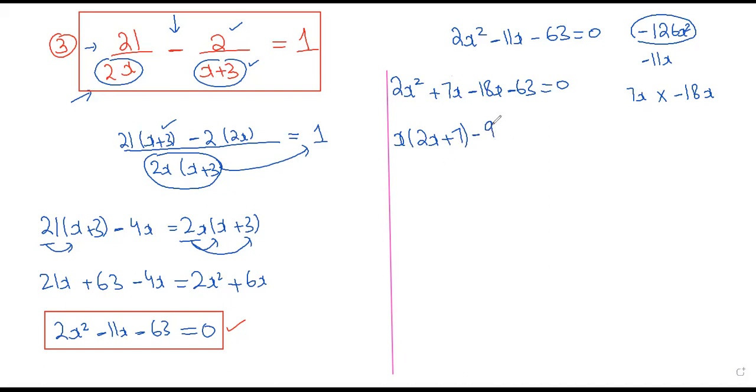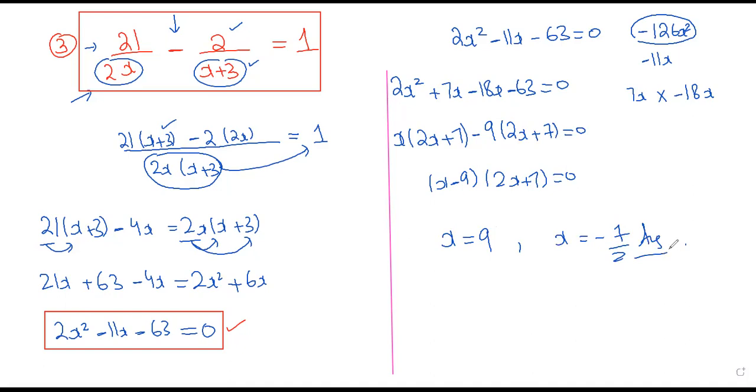And it is going to give me 2x plus 7 equals 0. The first factor would be x minus 9. The second factor would be 2x plus 7 equals 0. And finally, I am going to get x equals 9 and x equals minus 7 by 2. So these are going to be my two quadratic roots. Okay, these are called the roots of the equation.